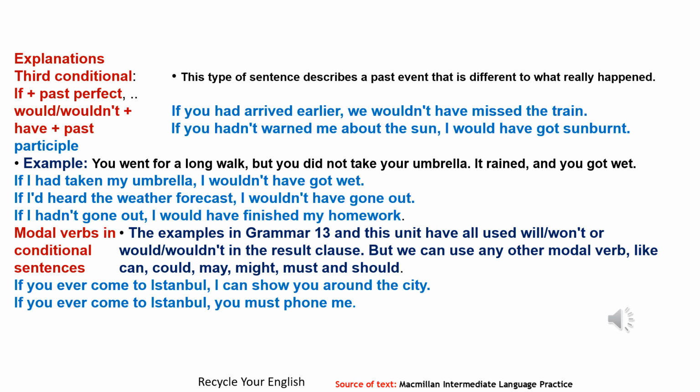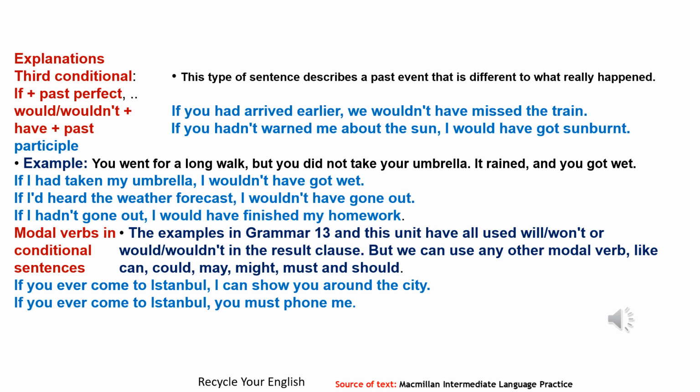Explanations. Third conditional. This type of sentence describes a past event that is different to what really happened. If plus past perfect. Would, wouldn't plus have plus past participle. If you had arrived earlier, we wouldn't have missed the train. If you hadn't warned me about the sun, I would have got sunburnt.